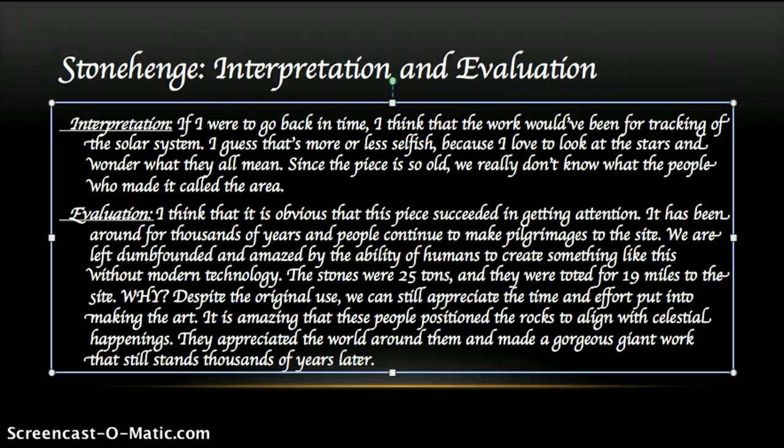The stones were 25 tons, and they were toted for 19 miles to the site. Why? Despite the original use, we can still appreciate the time and effort put into making the art. It is amazing that these people positioned the rocks to align with celestial happenings. They appreciated the world around them and made a gorgeous, giant work that still stands thousands of years later.